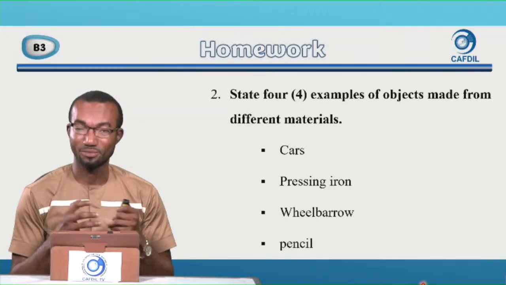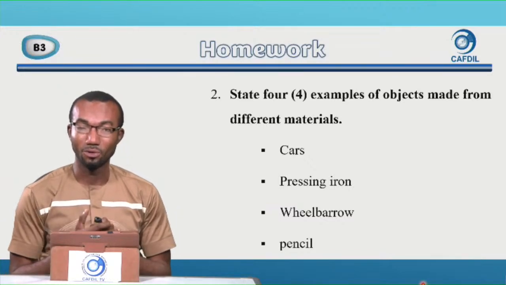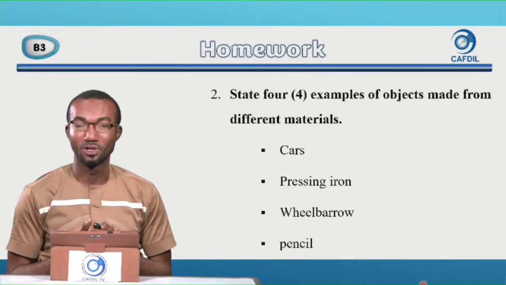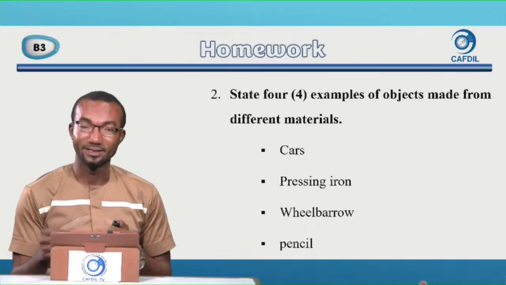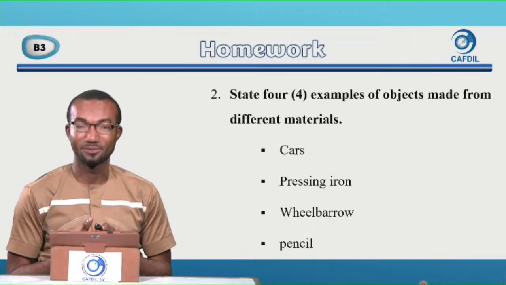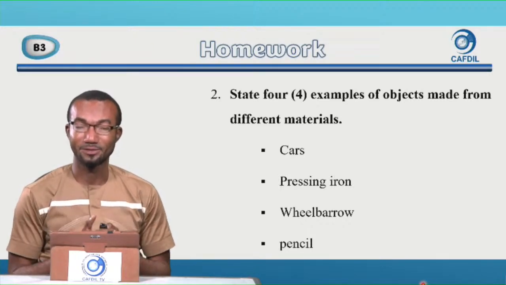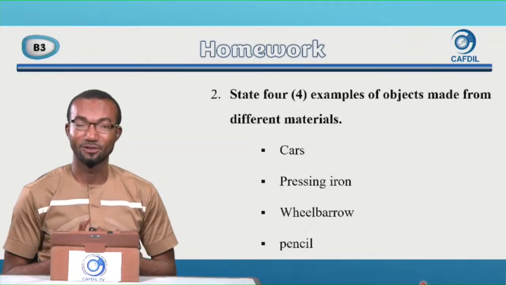The second one is pressing iron. The iron you use to press your clothes when you are ready to go to school. The handle is made of wood or plastic, and the base is made of metal. If you take a wheelbarrow, the tire is made of rubber, and the body itself is made of metal.